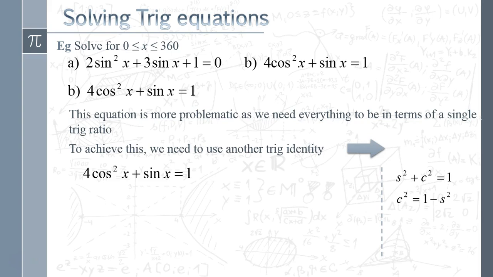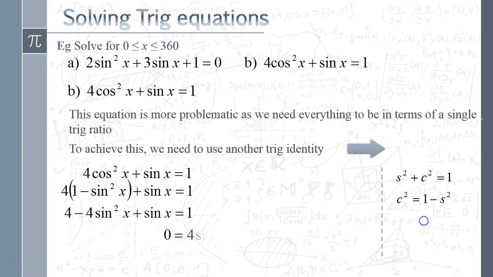And so now I'm going to replace that in my original equation, so it ends up looking like that. So that's allowed me to get the entire equation just in terms of one ratio. In this particular case, it's just in terms of sine. All we've got to do now is multiply out the brackets and do some rearranging, and we end up with a quadratic. There it is, 4 sine squared x minus sine x minus 3 equals 0. And now we can proceed in exactly the same way as before.